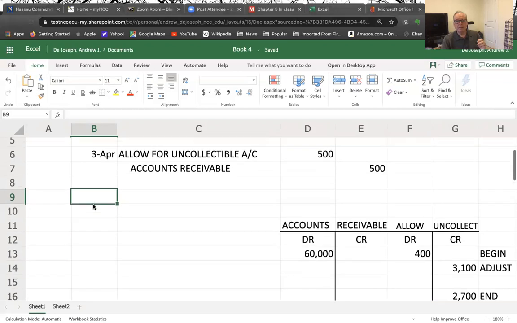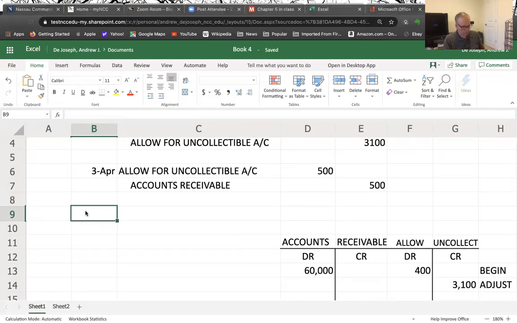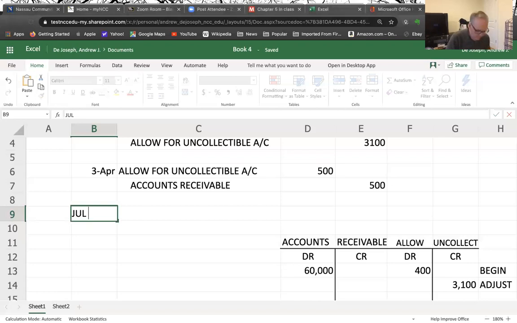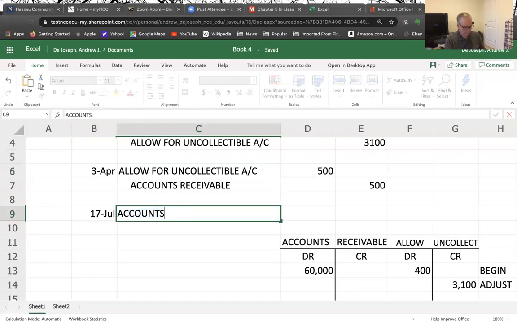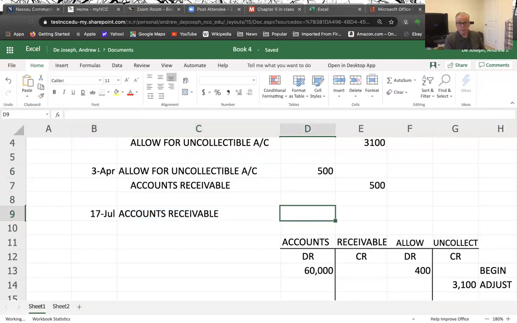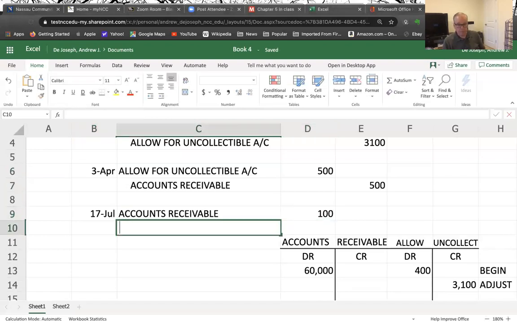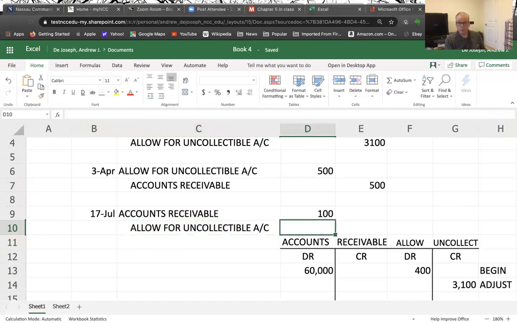So how do we do that? This is on July 17th. Well, to reestablish the account, you have to kind of do the opposite of what you did here. But only for the amount that they pay. So in the last example we did, right, the customer paid the whole amount. But here the customer is only able to pay you $100. So you only reestablish for $100.